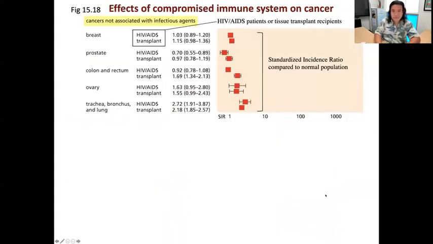All right, so let's look at people now: the effects of a compromised immune system on cancer. What we're looking at here is data from cohorts of patients who are HIV/AIDS patients, so they already have a compromised immune system due to HIV infection developing into AIDS.